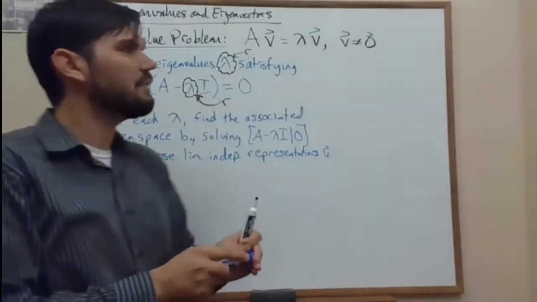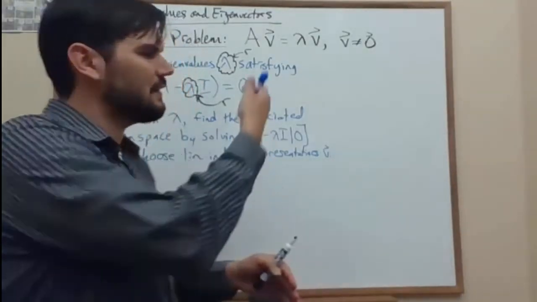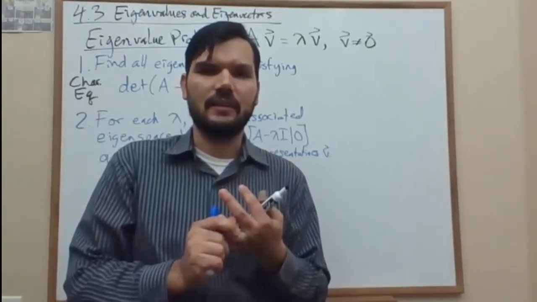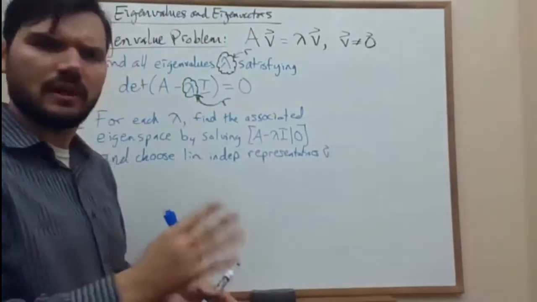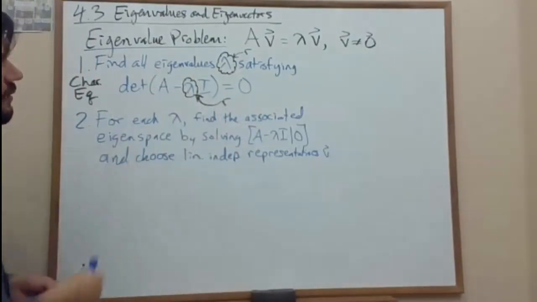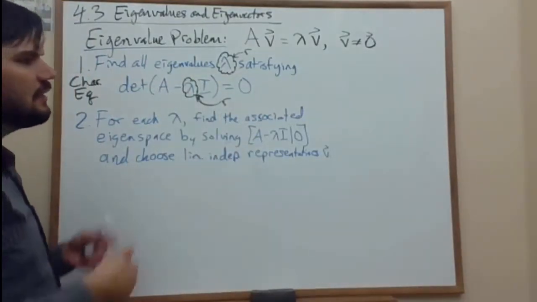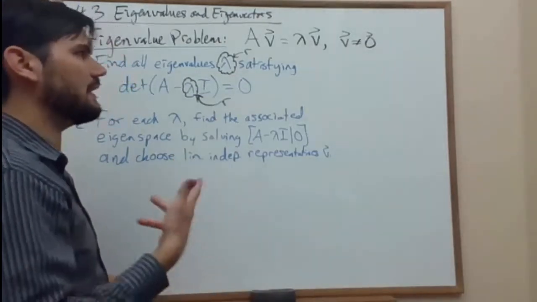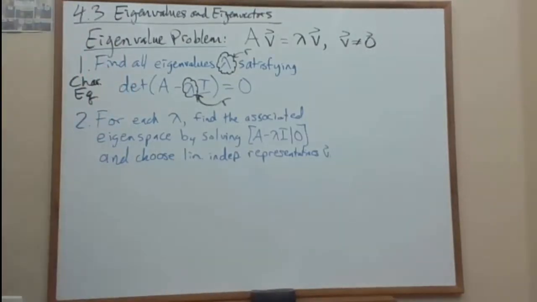Now, there's a lot of theory that goes behind this procedure of finding the eigenvalues and the eigenvectors, but I wanted to at least tell you the process first so we can see what's happening here, and then go through some examples of using it, and then see some of the theory about why exactly it works.